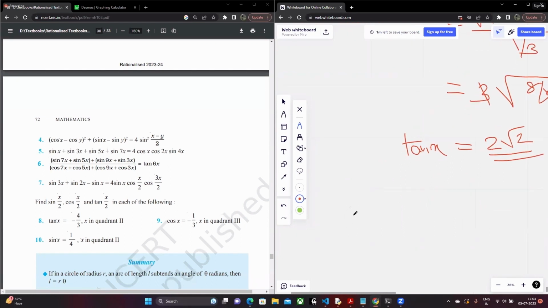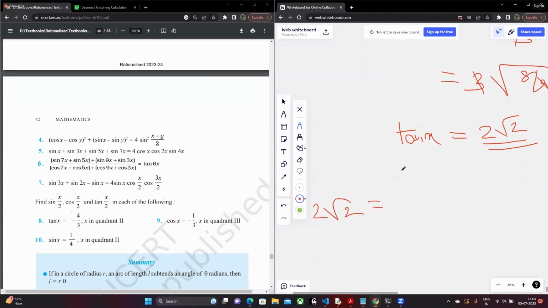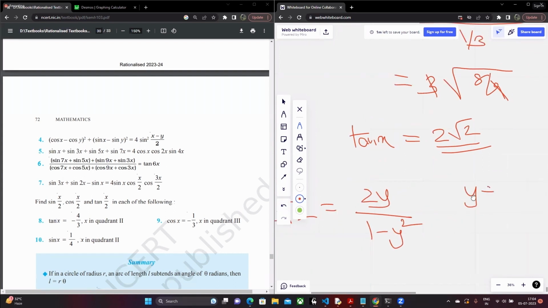Right? So I'll write the equation as 2 root 2 is equal to, wait a minute. This is going to be 2y divided by 1 minus y square, where y is equal to tan of x by 2.